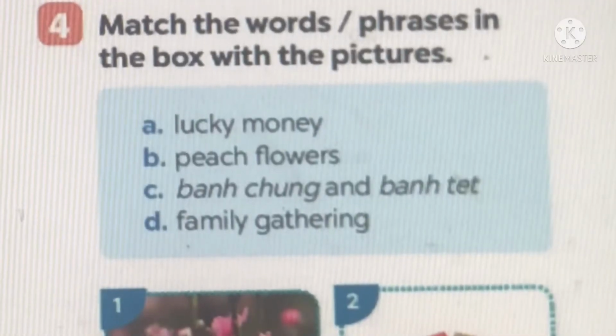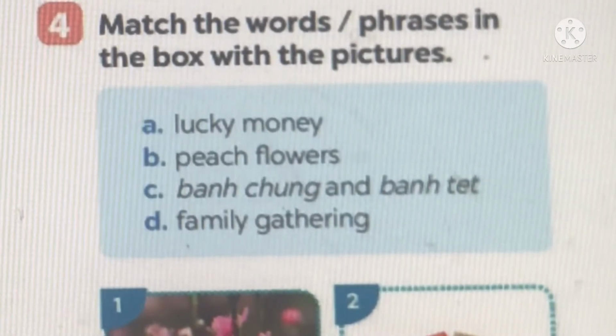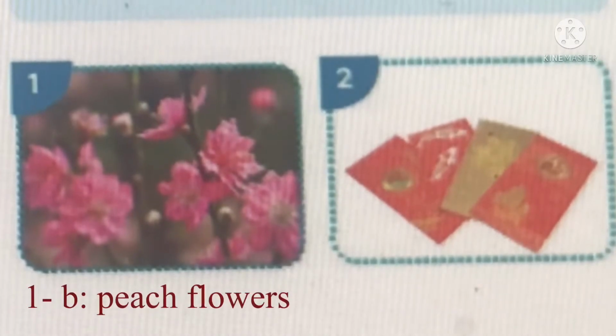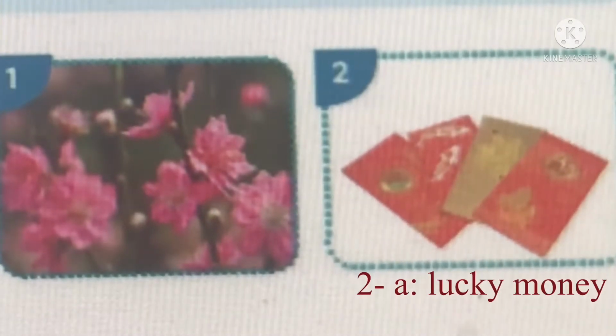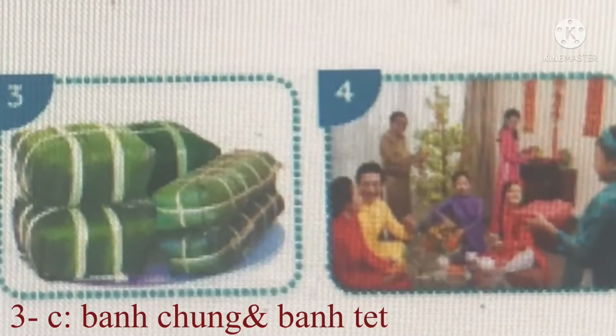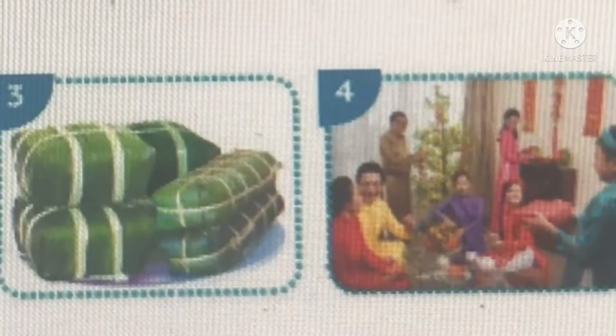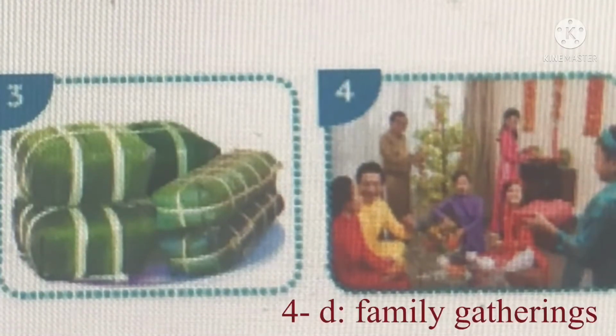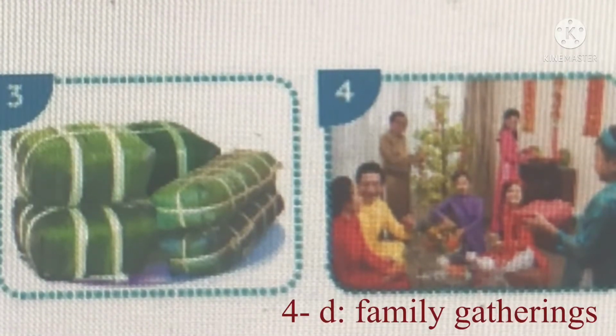We turn to exercise 4. Match the words and phrases in the box with the pictures. So, picture 1 and B. Beach flowers. 2 and A. Lucky money. 3 and C. Bánh chưng and bánh tét. 4 and D. Family gatherings.